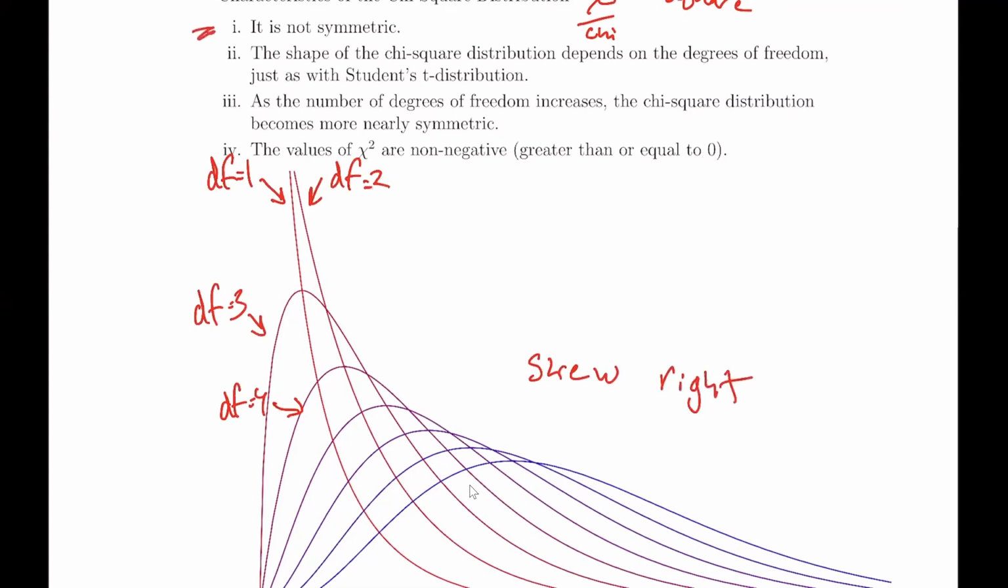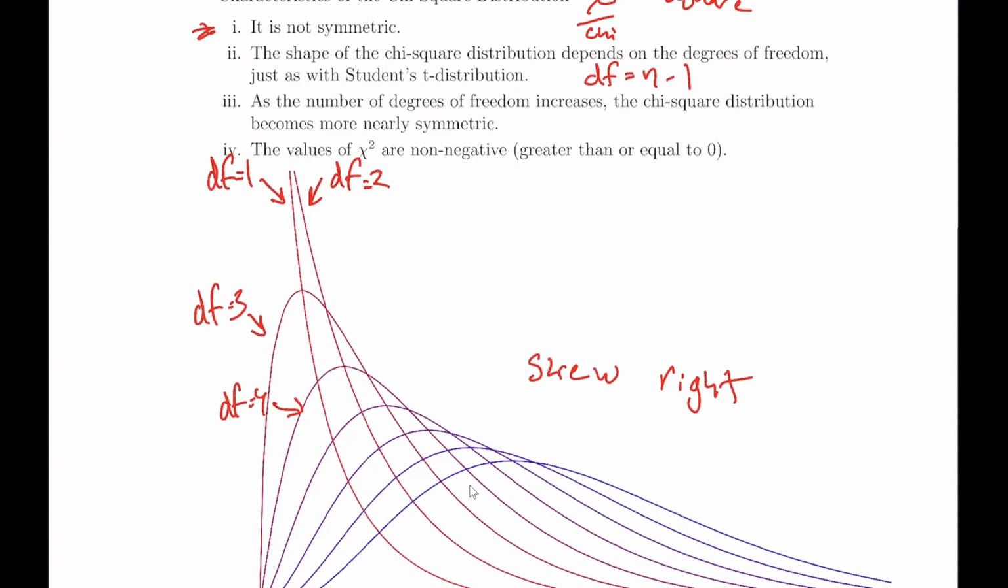That's what the first Roman numeral is saying: the chi-square distribution is not symmetric. If you look at all of these shapes I drew, none of them are symmetric. Most of them are right-skewed data sets. The second thing is, just like the t-table, the chi-square distribution relies on degrees of freedom. Just remember, degrees of freedom is equal to n minus 1.